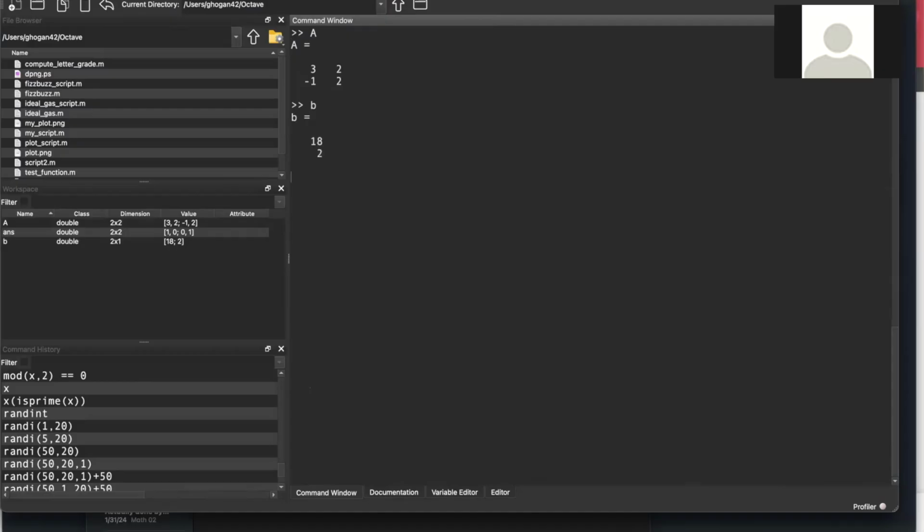We typed in B, it was this. So 2 by 2, and then this is a 2 by 1. And if you multiply the inverse of A times B, this is your answer. So you could say X equals inverse of A times B. And we'll get 4, 3. So the X is 4 and the Y is 3.